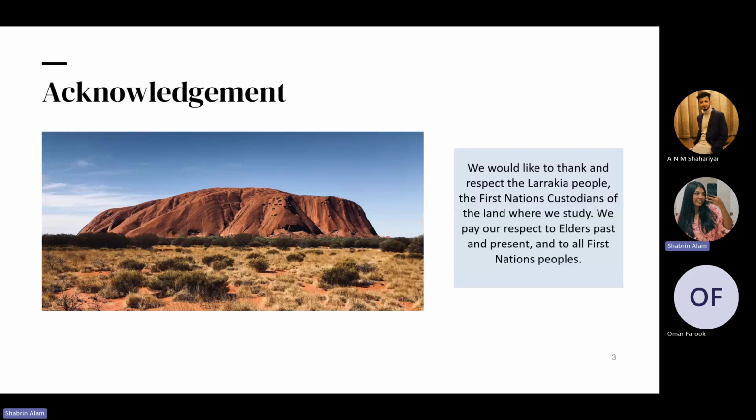At first, we would like to show our respect to the Larkia people and the First Nation custodians of the land where we study. We pay our respect to elders past and present and to all the First Nation people.